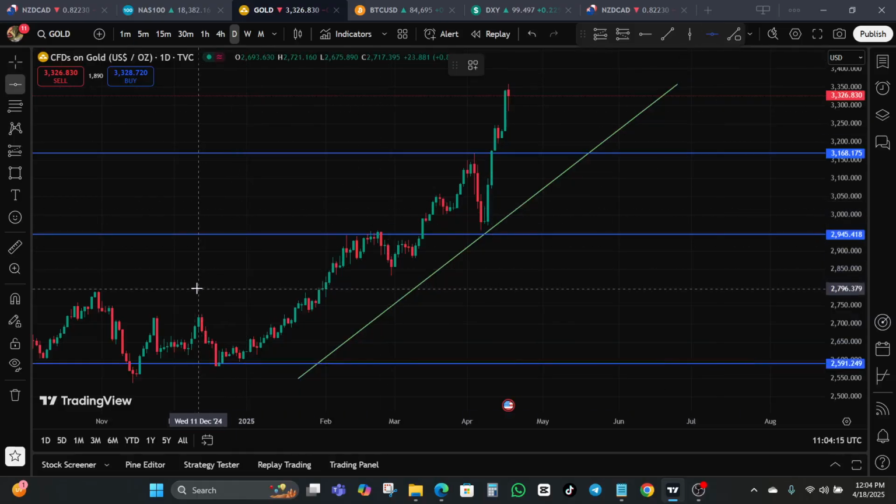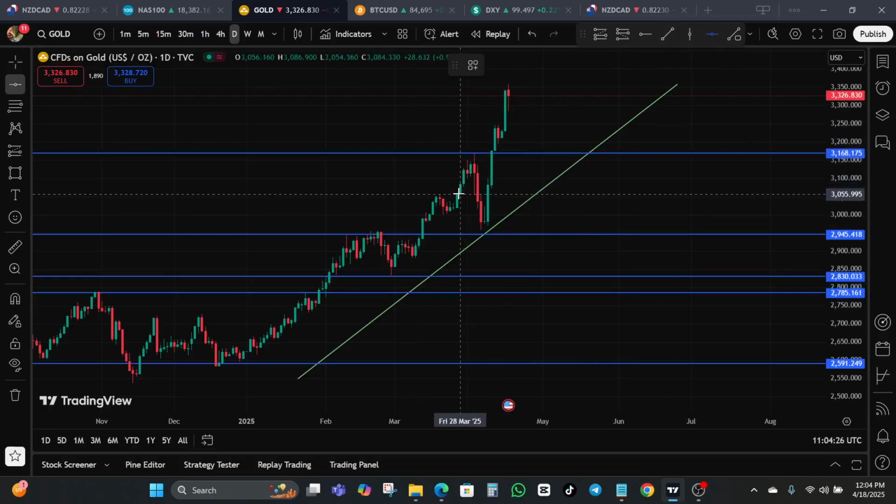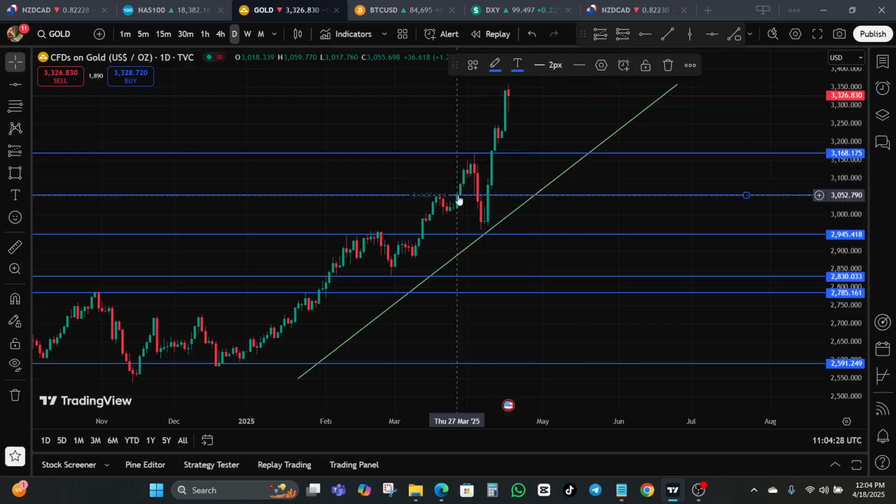Areas where price got to and was hindered from going further, areas where price got to and faced rejection, areas where price got to and reversed. These are the zones where we expect price to react and potentially offer a swing setup.